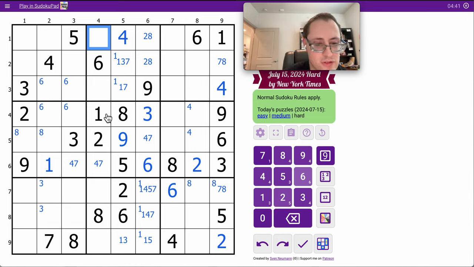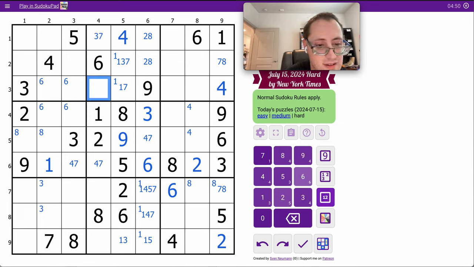Now, in box 2, I have 2, 4, 6, 8, 9 placed. I need 1, 3, 5, and 7. This can't be 1 or 5. This can't be 1 or 3. Okay, so those aren't five. These aren't five. This isn't five. Where does five go in box two? The only space it can.